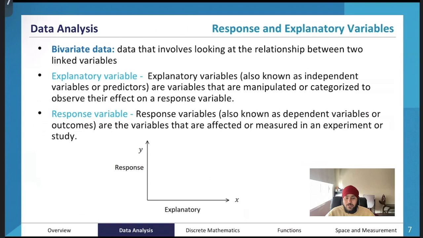Based on early knowledge you might have of maths, the explanatory variable, which is the independent variable, is always plotted on the horizontal or x-axis, as you can see from this diagram over here. I'll just mark it for you. And then the response variable is always plotted on the vertical axis or the y-axis.